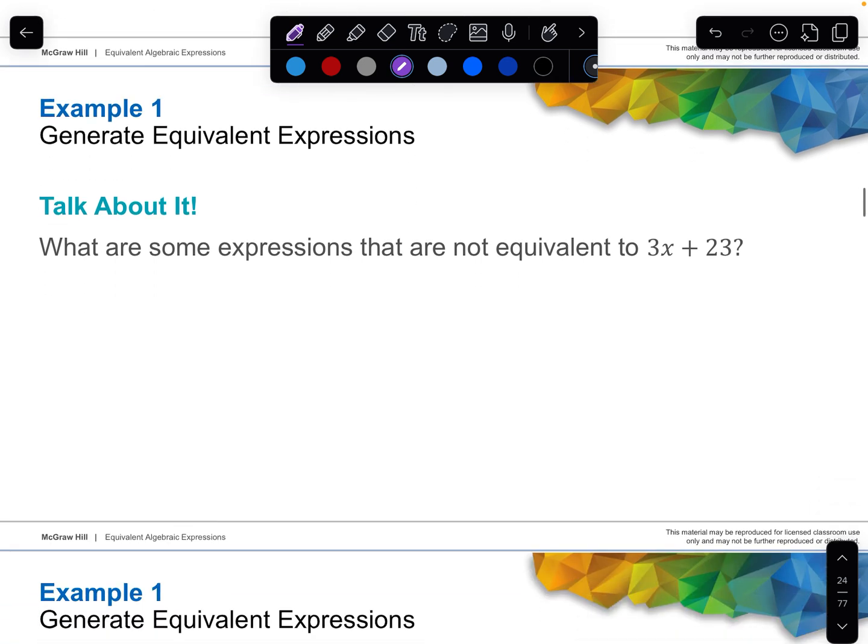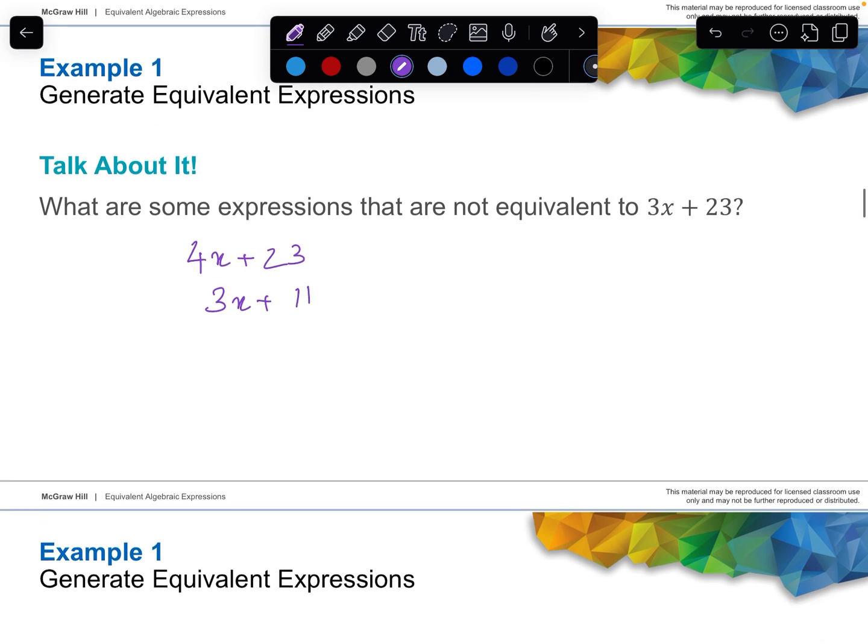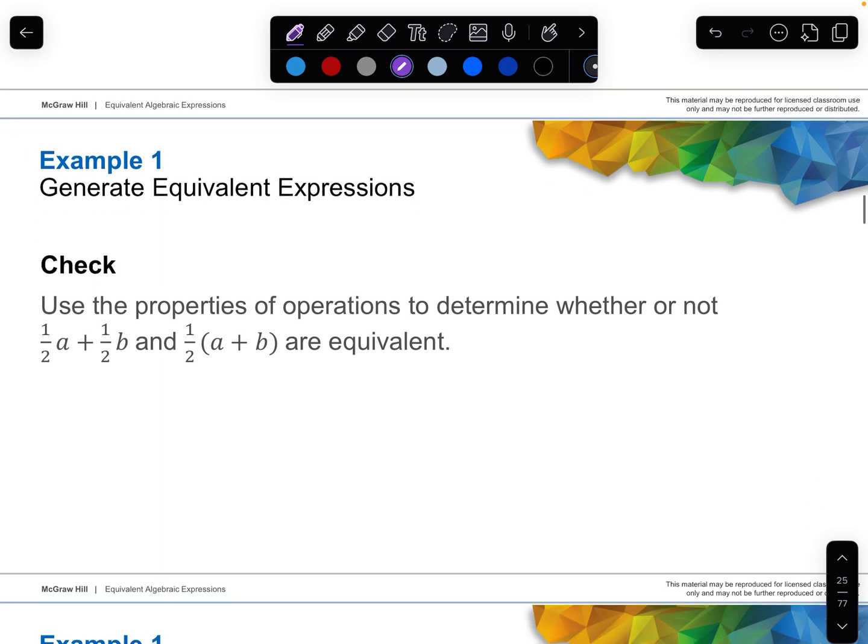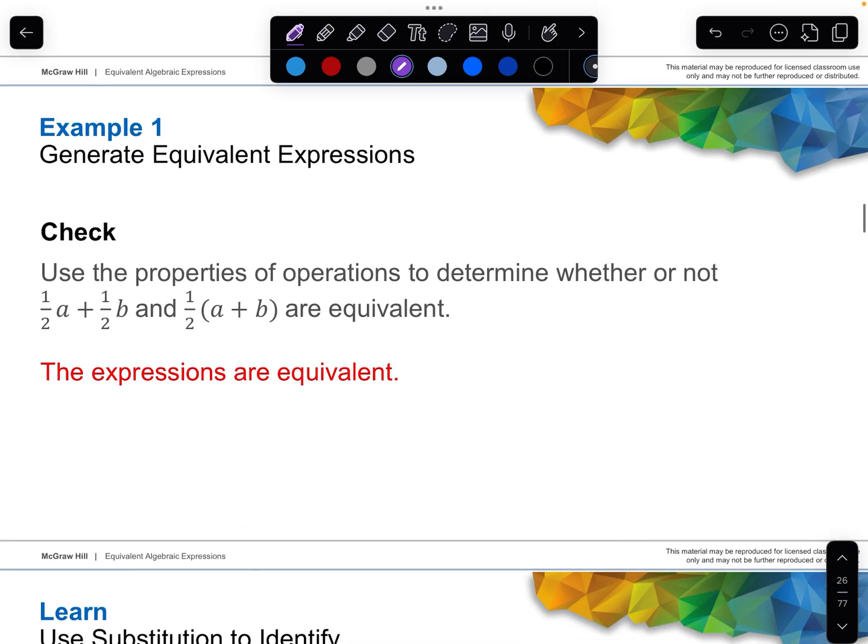Now take a moment to think about this. What are some expressions that are not equivalent to 3x + 23? Any examples? Well, I can think of one. 4x + 23 would not be equivalent. Or if I chose 3x + 11, for example. Now solve this check problem on your own. Pause the video here as you solve the check problem and I will show you the solution in a moment. There you go. These two expressions are equivalent.